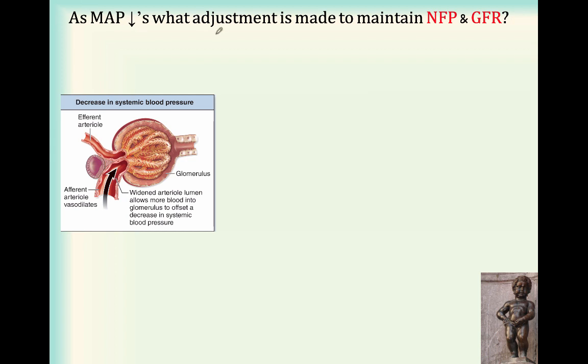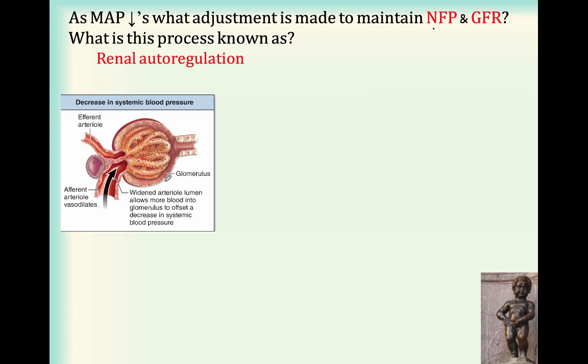So as MAP decreases, what adjustment is made to maintain, first, net filtration pressure, and secondly, glomerular filtration rate? And again, earlier, I pointed out to you that the afferent arteriole actually is bigger than the efferent arteriole, and we've got a better ability to vasodilate, vasoconstrict this afferent arteriole to meet needs. And so that's what we're going to do. And because it's due to the smooth muscle that's located there, this is myogenic, and it's happening here in the kidney itself. So this is a renal autoregulation.